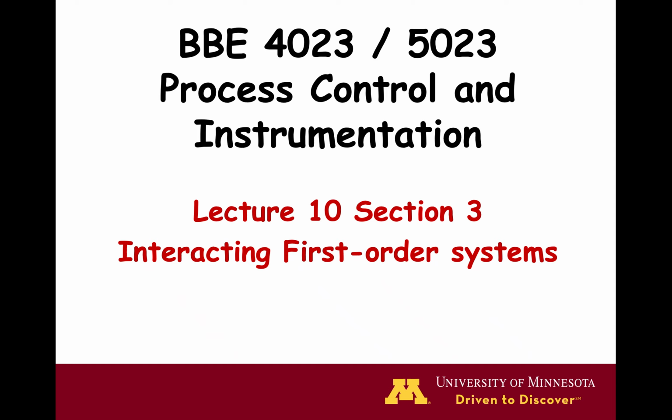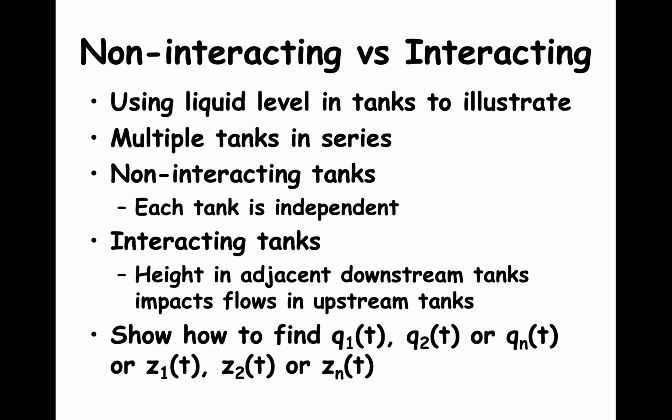This video describes how interacting first-order processes in series are combined so that we can determine the final process output and any intermediate values we want. The previous video dealt with non-interacting tanks. We are using liquid level in tanks and flow from tanks to illustrate the process even though the concept and the procedure is applicable to any series of first-order elements.